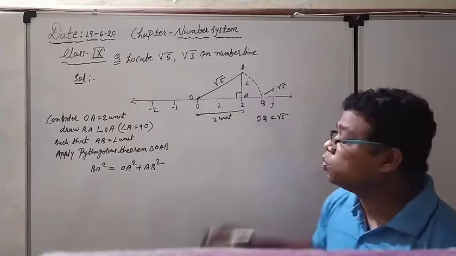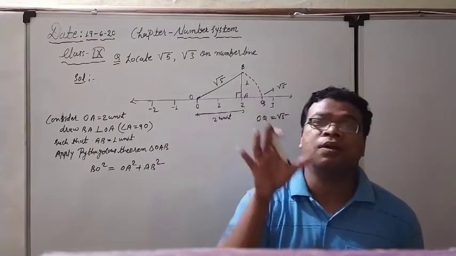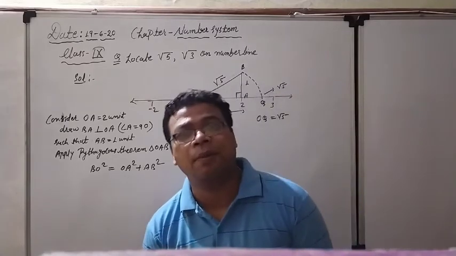Right now, it is the turn to see square roots, and how to represent the square root on the number line. What is our main topic here? How to represent the square root number on the number line.